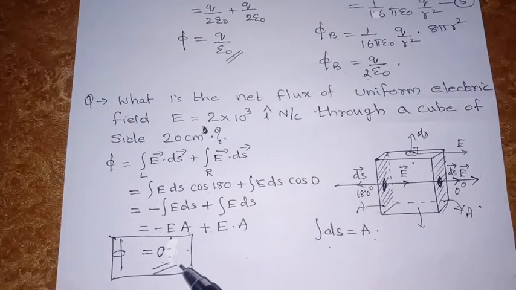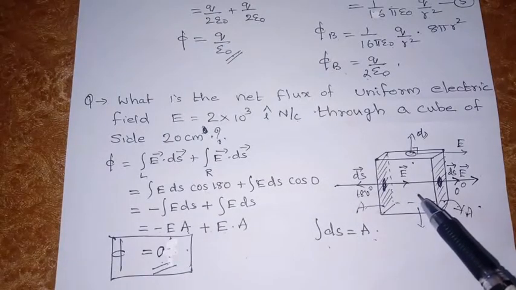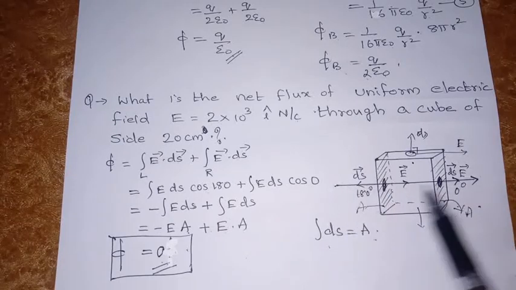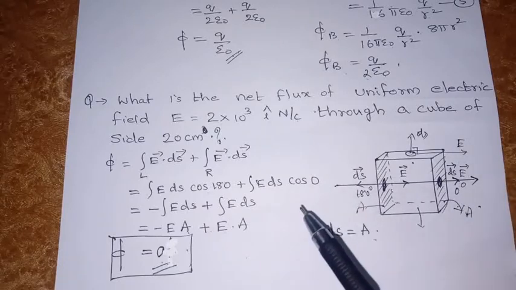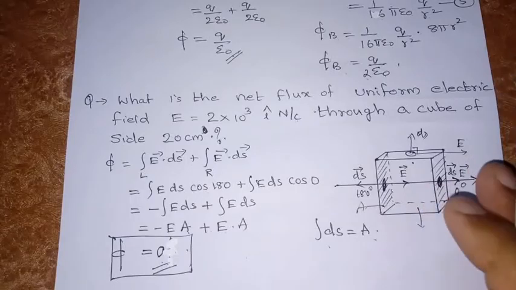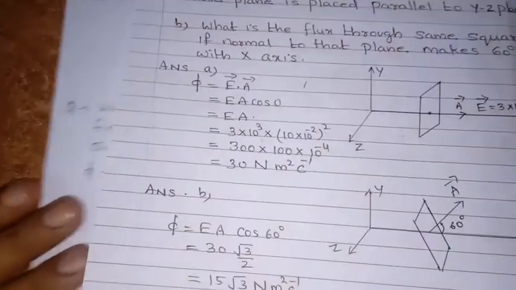This result is expected because there is no charge enclosed. If there is no charge enclosed, flux will be 0. This electric field is due to some other external charge distribution. The external charge distribution will never contribute to the flux.